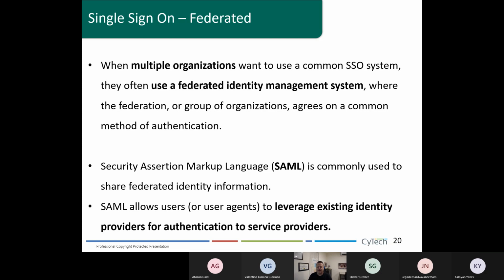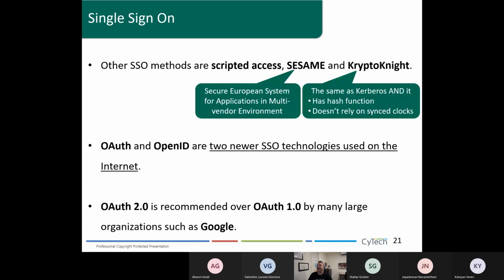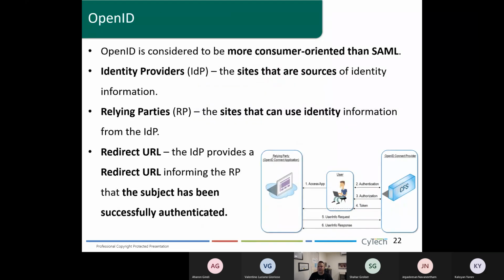And again, it's not the only technology that is out there. There are many other technologies, for example, SESAME and KryptoKnight, and OAuth and OpenID, okay? OpenID can be used to authenticate with more than one big vendor. For example, Google, okay? We can use our identity in Google to authenticate with others. OAuth today is more recommended and is used by large organizations such as Google, but also OpenID. OpenID has some issues with it, okay?